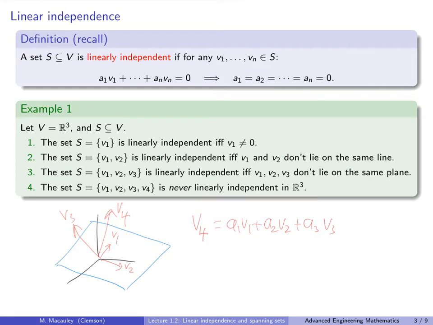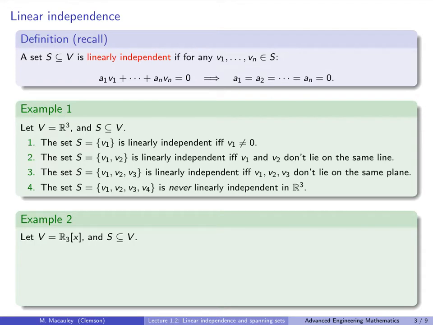So why is this set of 4 vectors linearly dependent? Well, because this condition here fails. There is a way to write the 0 vector non-trivially using these 4 vectors. And you should be able to see how to do it right here. Notice that a1 v1 plus a2 v2 plus a3 v3 minus v4, in this case, that is indeed equal to 0 for this particular choice of a1, a2, and a3. Therefore, this set of 4 vectors is always linearly dependent.